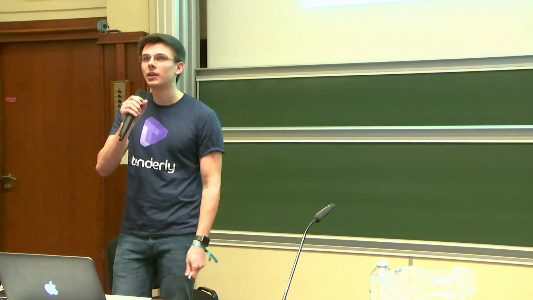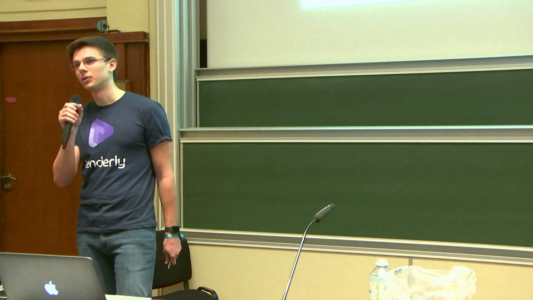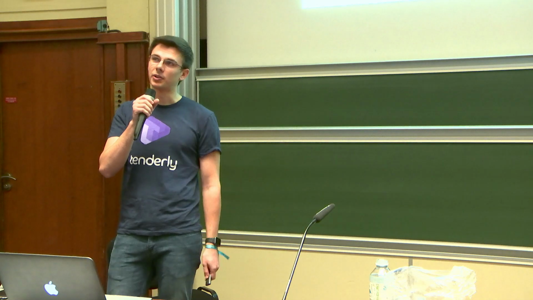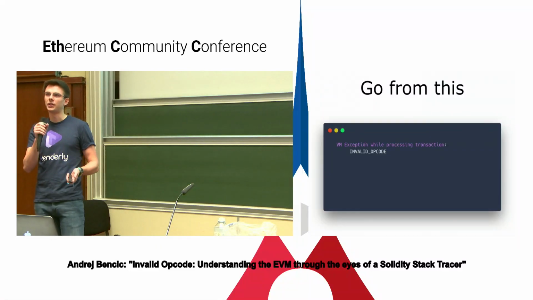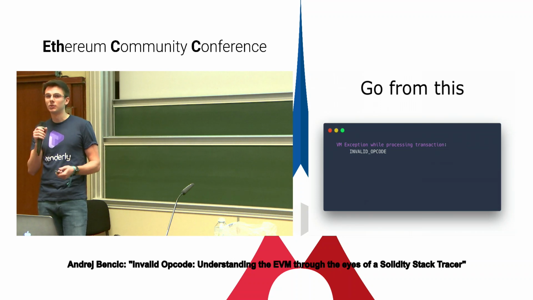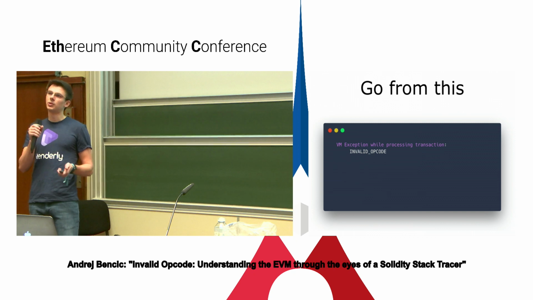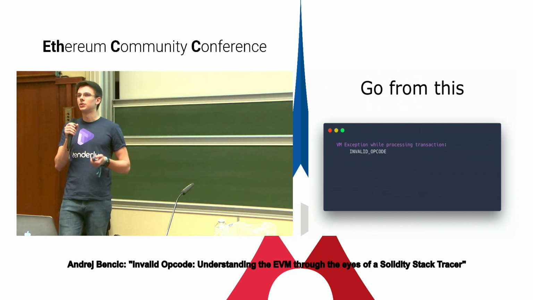Hello everyone, my name is Andrej, and today we're going to be talking about invalid opcode and what we can learn from it to understand the EVM a little bit better. Usually when you develop your contracts and they fail, most likely you've come across something like this: just invalid opcode, an indication that the contract failed and you don't know where really to start looking.